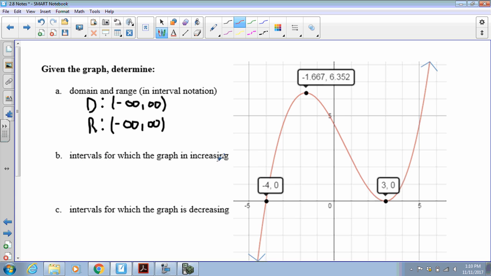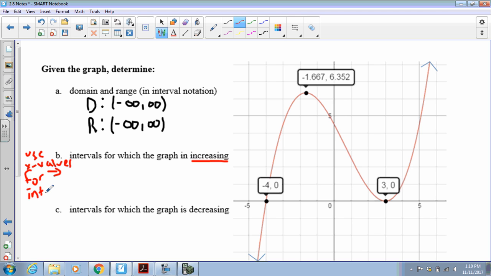Now the next one is we're going to talk about intervals for which the graph is increasing. That means, if you're reading the graph left to right, the line is going up. Okay. Now when we write this in interval notation, we use the x values for this. Because basically what we want to know is between what x values our graph is increasing. Okay. So use x values for your interval notation.